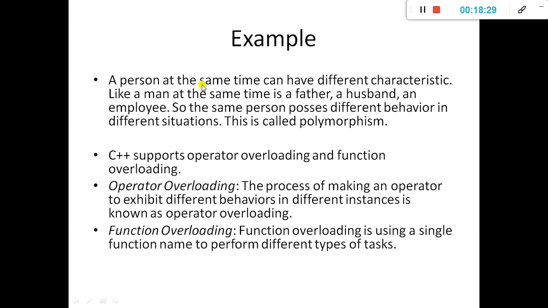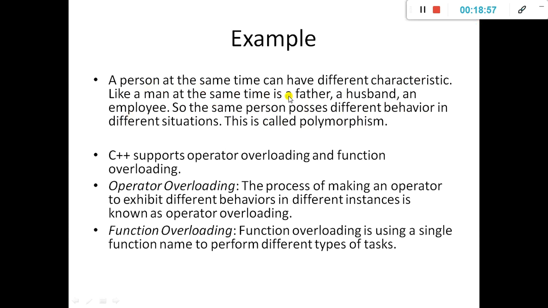Okay, now a person at the same time can have different characteristics. Like a man at the same time is a father, a husband, and an employee. So the same person possesses different behavior in different situations. This is called polymorphism. So a man can be a father, can be a husband, can be an employee. So he has got different characteristics, depending on the situations. This was an example of polymorphism.